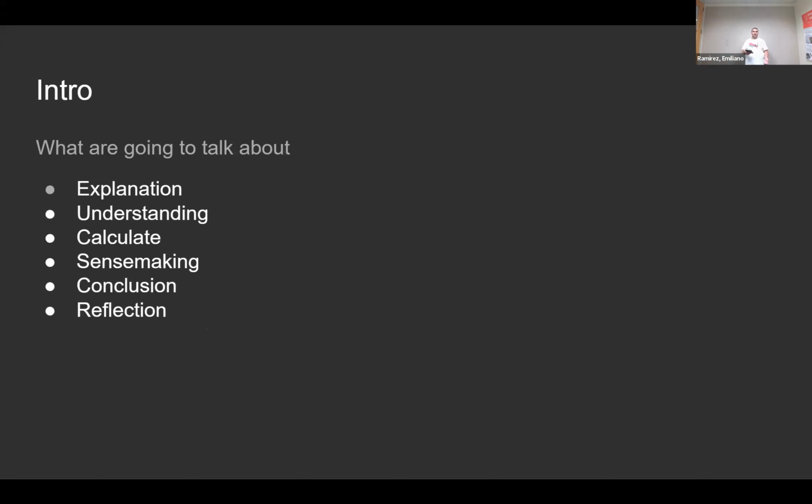In our project one, we will talk about a few things. To help you understand, we will talk about an explanation of the project and an understanding of how it works, all the calculations that we know and figured out, and we will add some sense making to connect everything together, and the conclusion, and at the end, a short reflection.